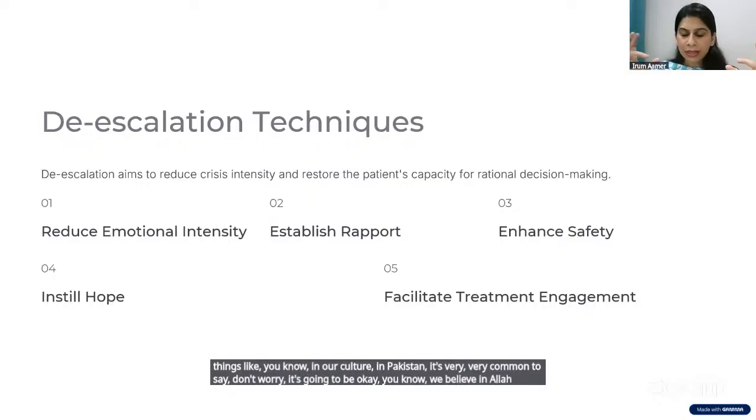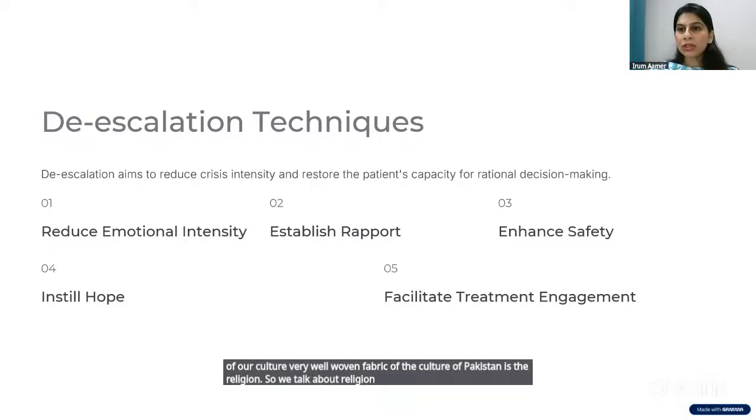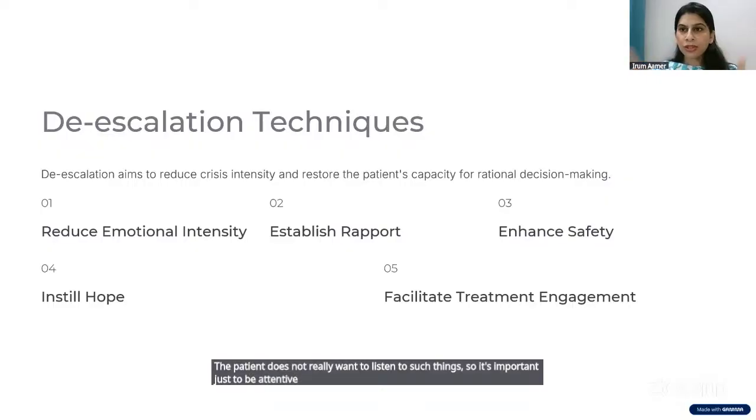So, like I said, Islam is the cornerstone of our culture. The very well woven fabric of the culture of Pakistan is the religion. So we talk about religion a lot, mostly in our conversations. But sometimes these things can be quite triggering. The patient does not really want to listen to such things. So it's important just to be attentive and patient and to let the patient speak at that time.